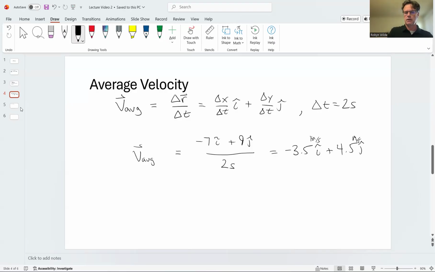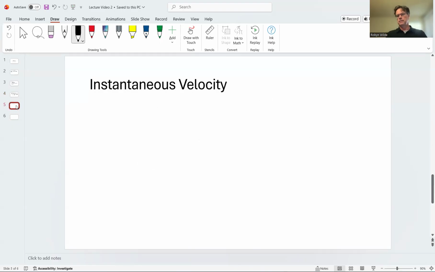Now let's talk about instantaneous velocity. In this case, we're going to look at the situation where the position, r of t, is a specific function of time. So let's make one up here. Let's say it's 2t squared i hat, so that will be our x component, minus 3t j hat. So there's our y component.